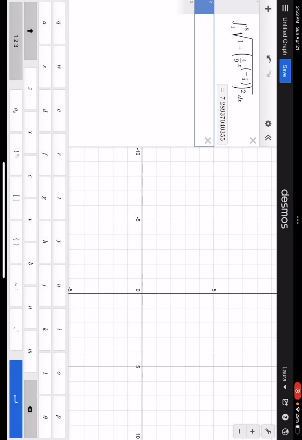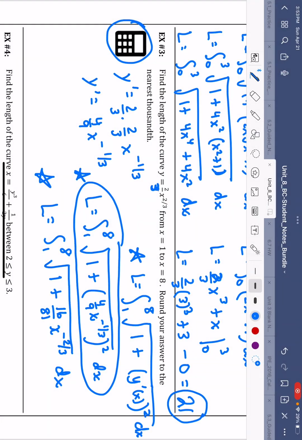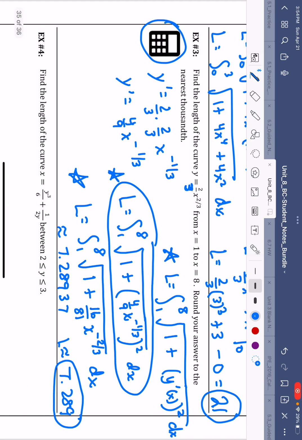You can see I integrated from 1 to 8, square root of 1 plus 4/9 x to the negative 1/3 taken to the second power dx, and we got 7.28937. So this is approximately equal to 7.28937, which if I was rounding to 3 decimal places, 7.289 is the approximate length along the curve of y from 1 to 8.